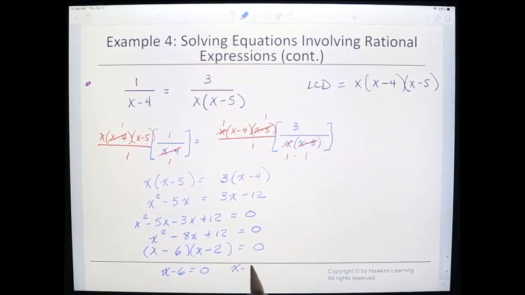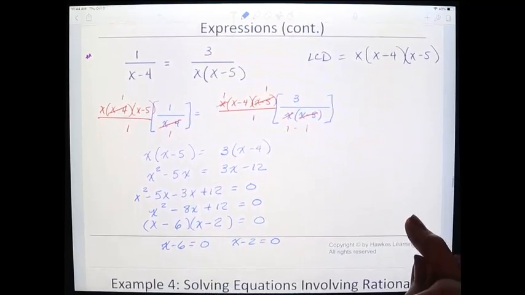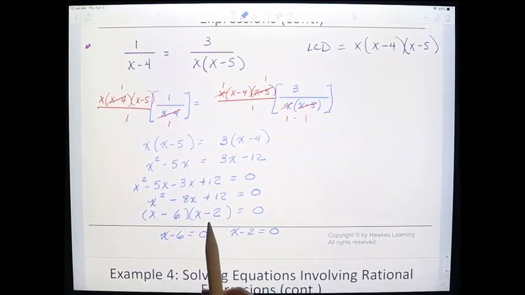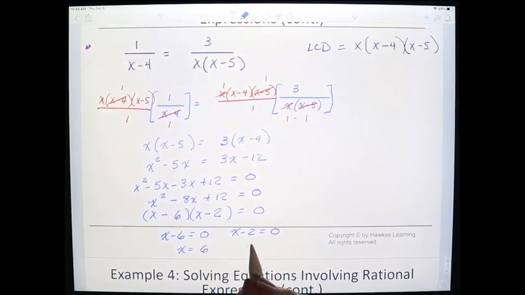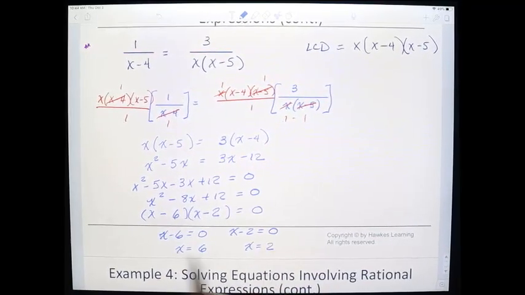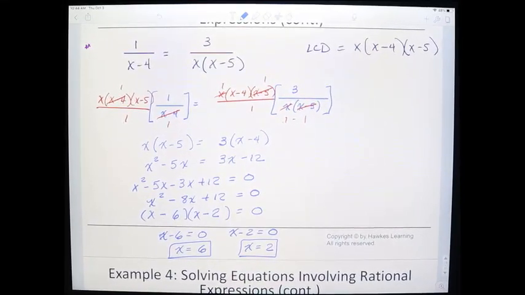Set each of those factors equal to 0 because we've got two factors that are multiplying to produce 0, so one or the other of them must be a 0 multiplier. So I'm generating two results here. X is 2 and x is 6.